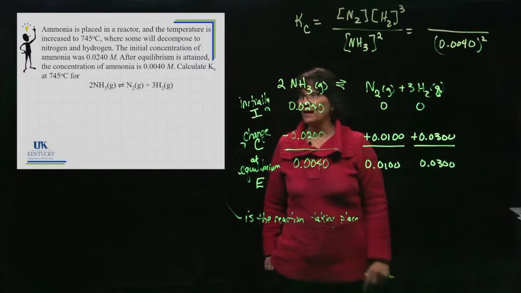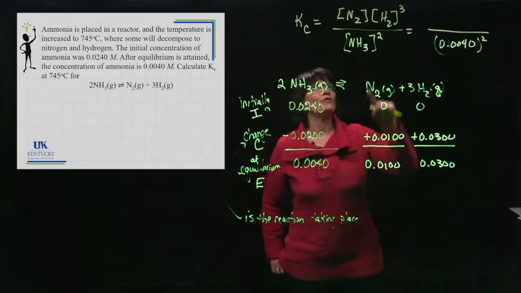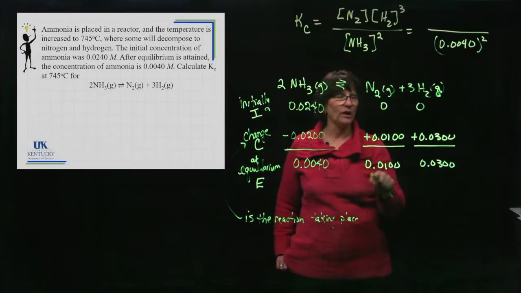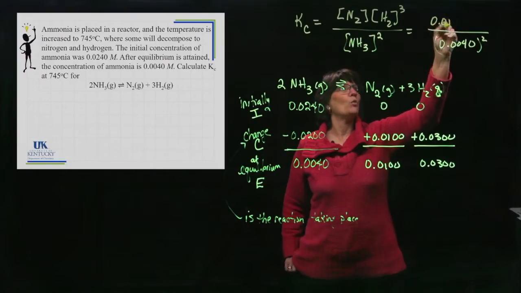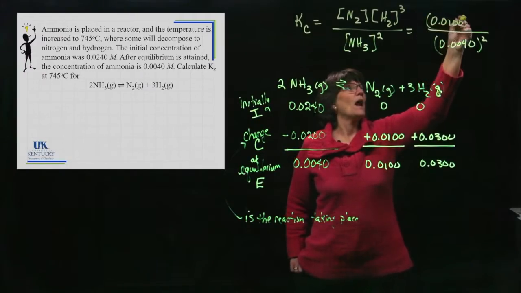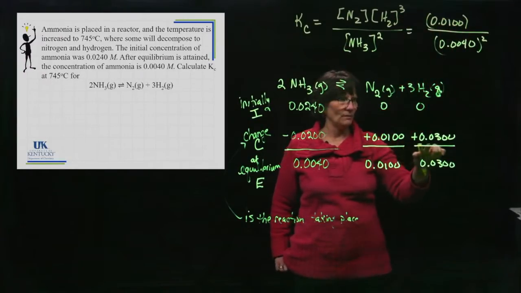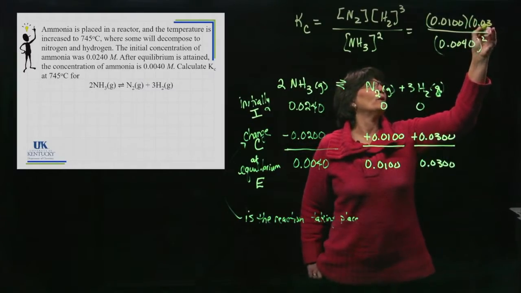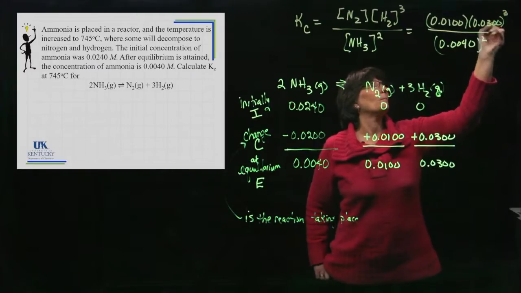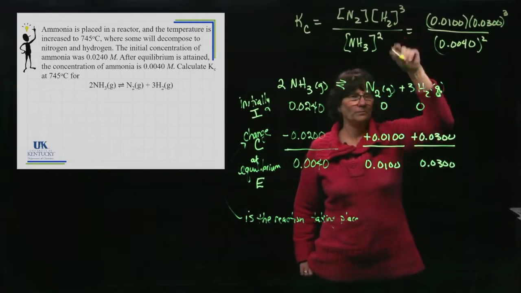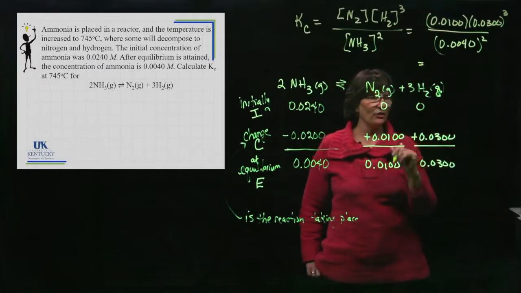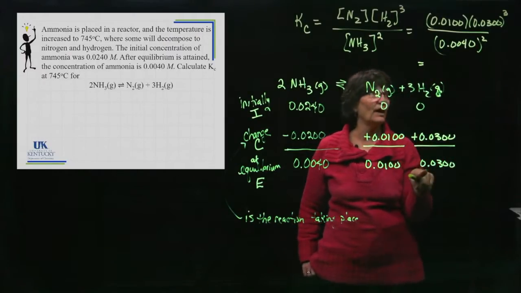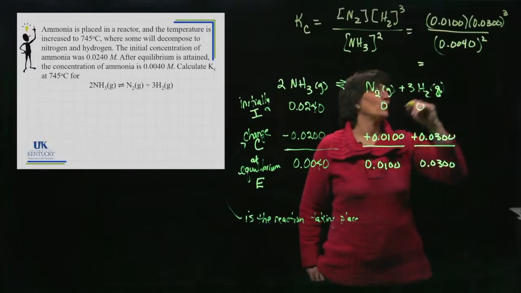So now I can get my Kc value. I look for the amount of nitrogen at equilibrium. It's 0.01. I need the amount of hydrogen. It is 0.03, but it's cubed. It's cubed because of the coefficient of 3. So that 3 came into play twice. It tripled the amount of this versus that. Okay? It also has a cubed value there.